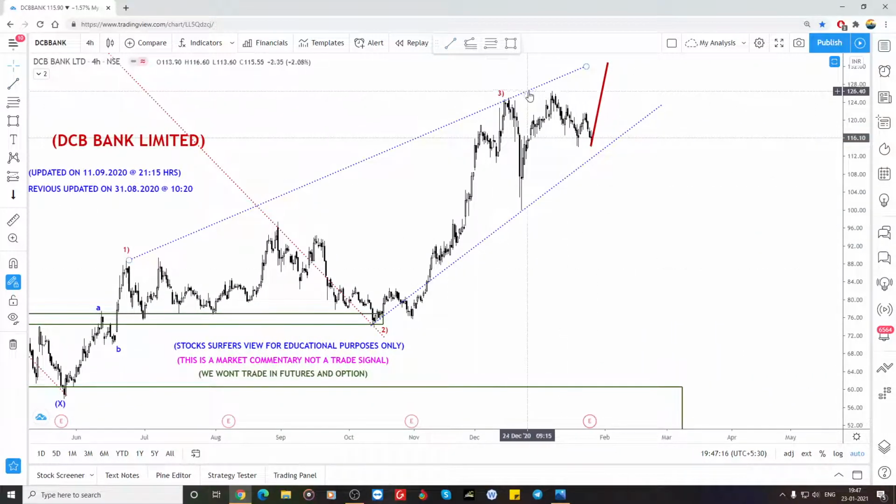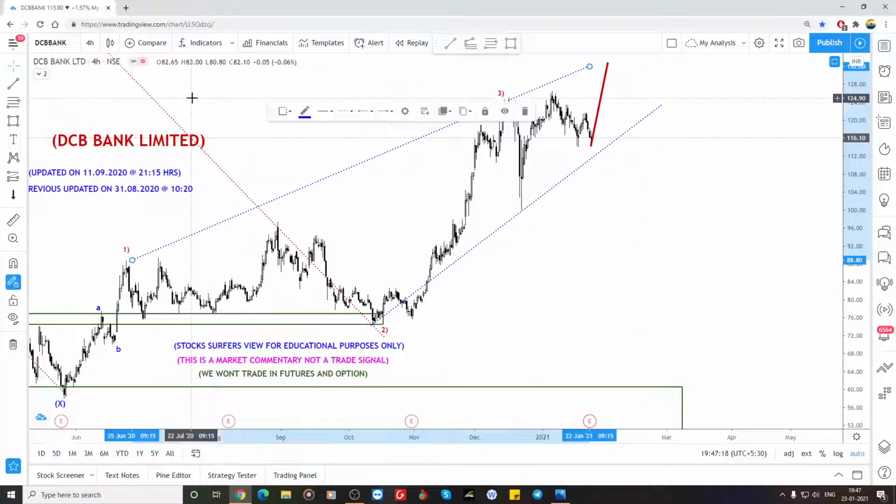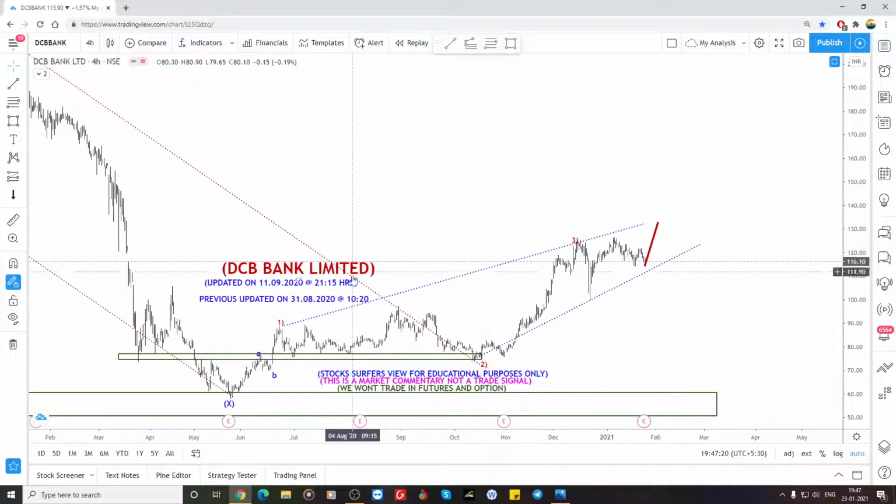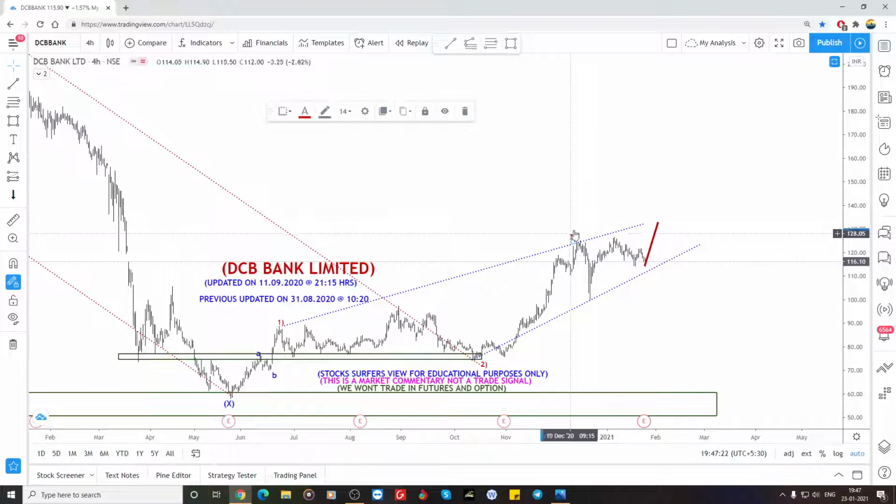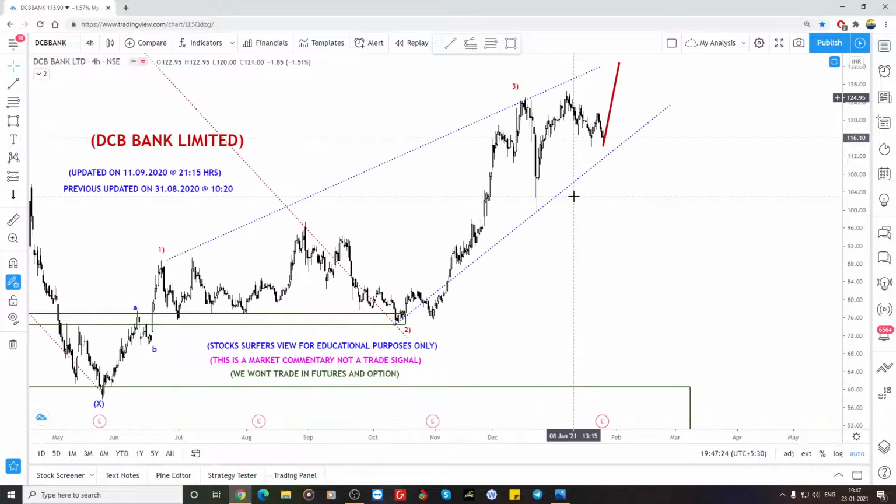Only if it breaks the high, then only we come to a conclusion. In all the patterns in all the stocks, the previous high has to break. So then only we come to a conclusion. So 1, 2, 3, 4, 5, 1, 2, 3, 4, 5. So this could be a third wave. So fourth, we are still in the fourth wave. Fifth, no need to make this as a B, C.